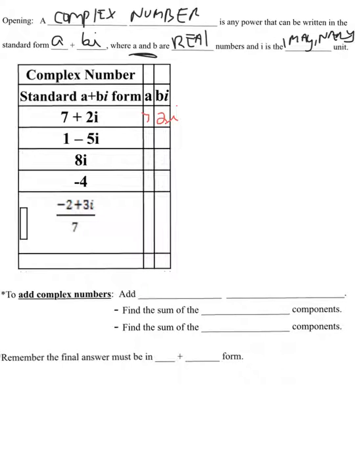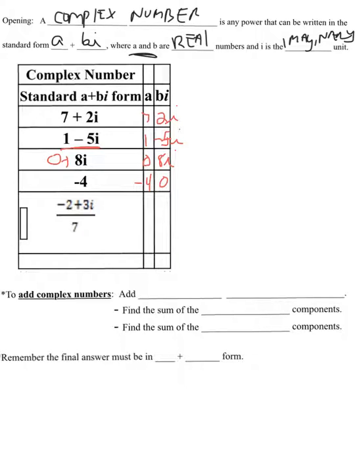If I get 1 minus 5i here, the 1 is your A, the minus 5i is your BI. The minus 5 is the B, and the I is obviously I. If I get 8i, really guys, isn't that just 0 plus 8i? So your A is nothing, it's a 0, and your BI is 8i. If I get a negative 4, the A is negative 4, and I don't have anything imaginary. So your BI is 0.